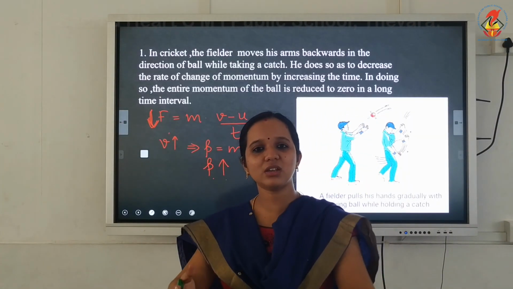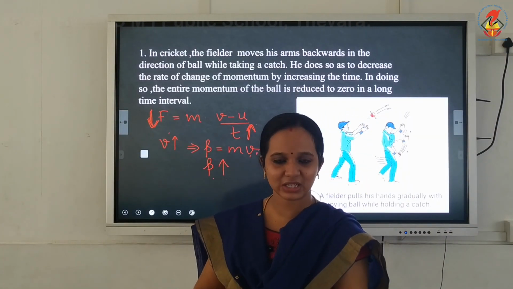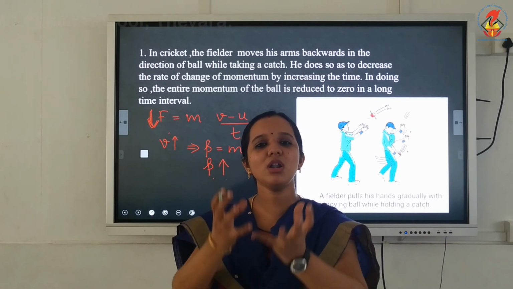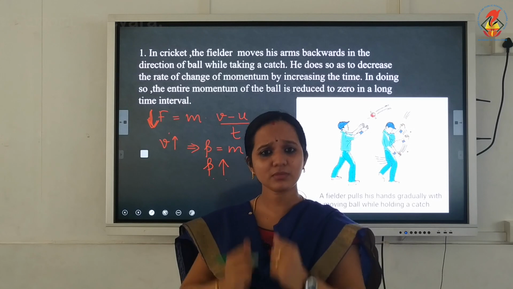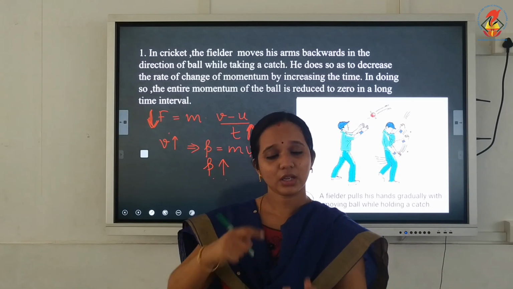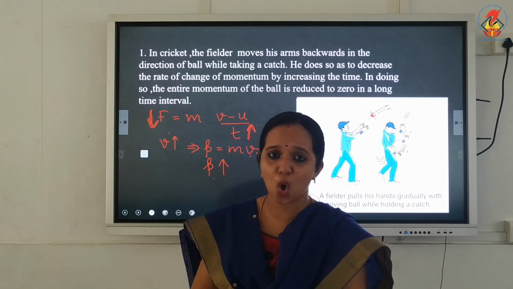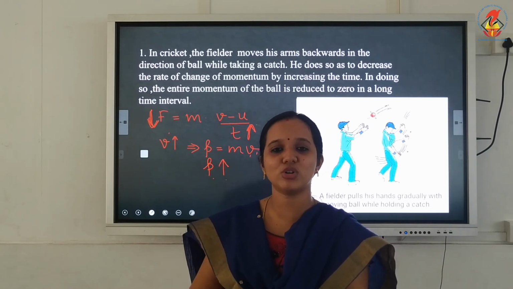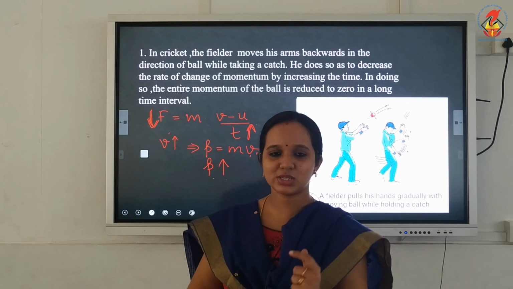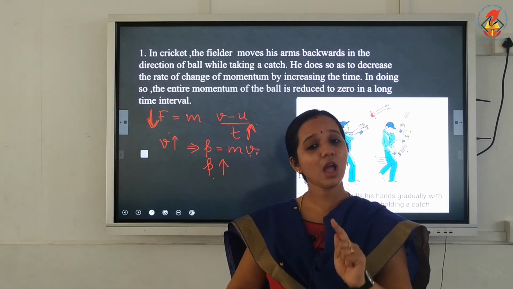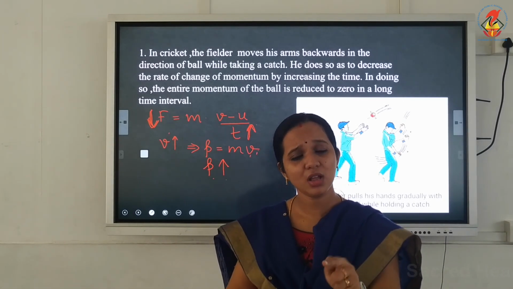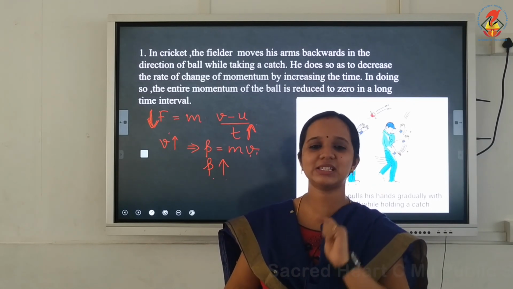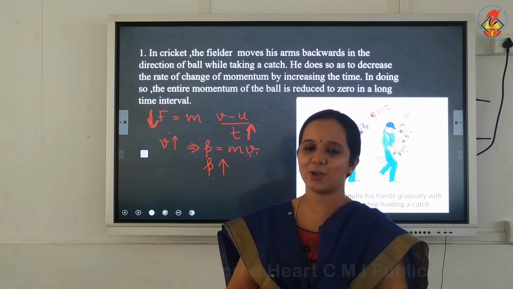So, if he increases the time interval between the catch, he only needs to apply a small force on the ball to catch it. If he applies a small force on the ball, the ball also applies a reaction force on him. So, since the force applied by him is small, the reaction force applied by the ball on his hand will also be small.